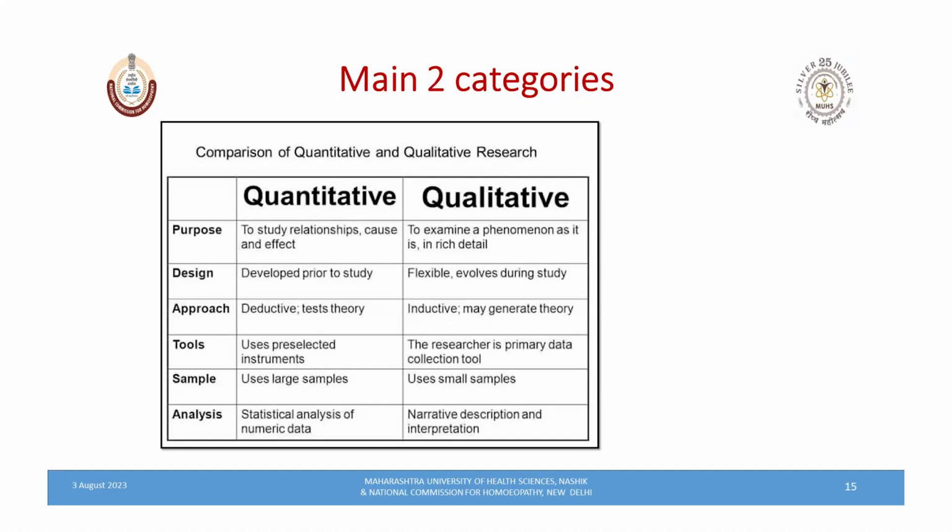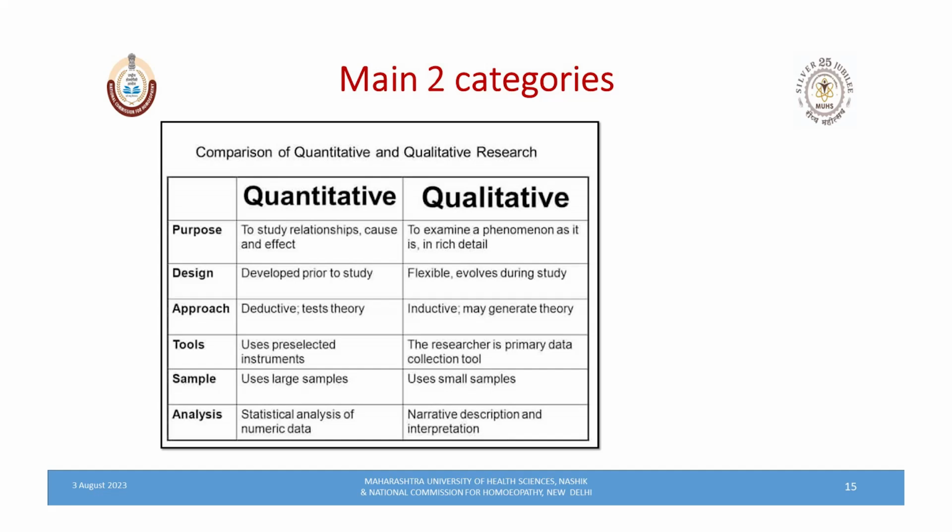This slide tells us about two basic types of research studies widely carried out and discussed in various meetings and conferences, and are of great value. Here, in a table manner, we will learn each important aspect of both types of research. Main two categories: comparison of qualitative and quantitative research.